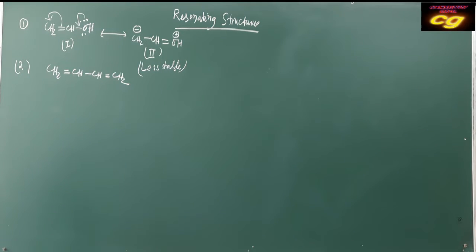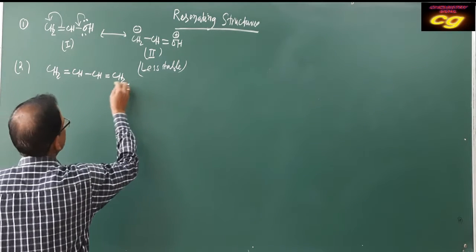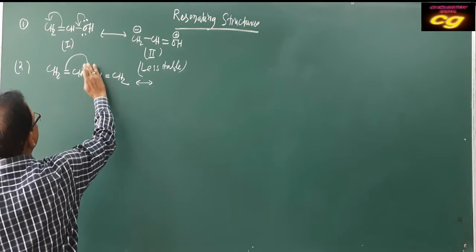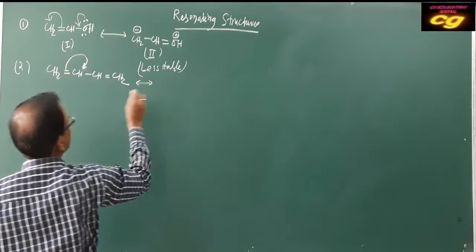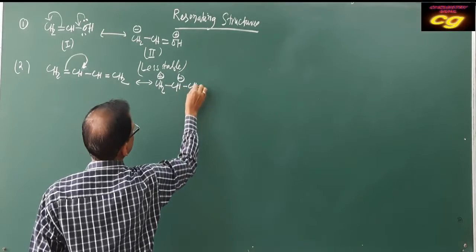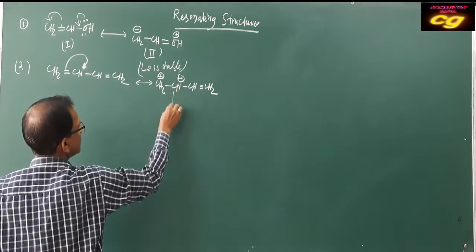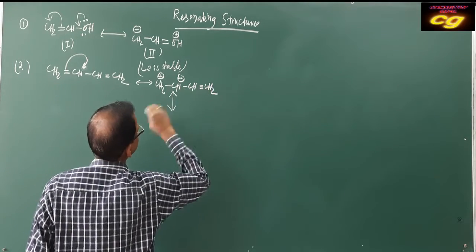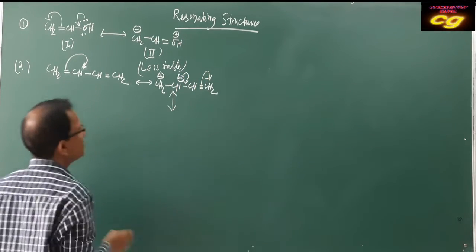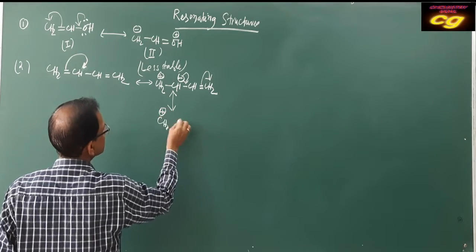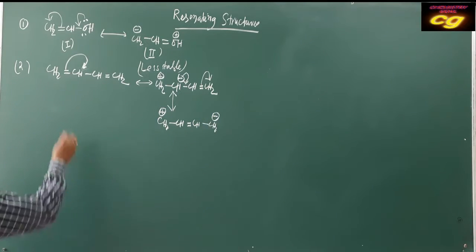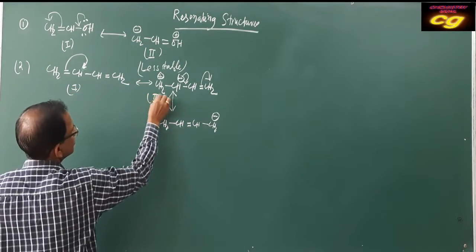This is 1,3-butadiene. If you see the resonance structures of 1,3-butadiene, you start from here. If it is from this carbon atom, then it will be CH2 plus, single bond CH minus, then single bond CH2. If you do another resonating structure in this way, then the structure will be CH2 plus, single bond CH, double bond CH, single bond CH2 minus. Structure 1, structure 2, structure 3.